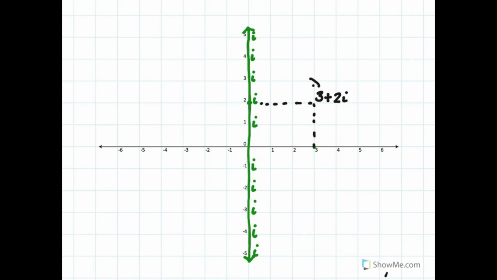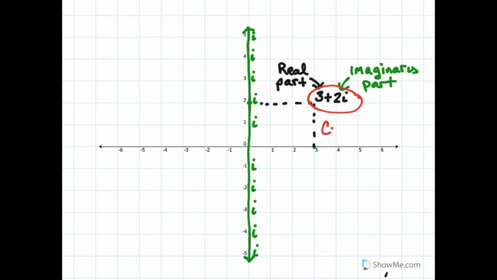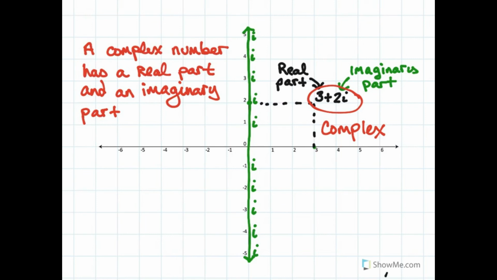3 is called the real part. 2i is called the imaginary part. And the whole number altogether, 3 plus 2i, is called a complex number. The real numbers are also complex numbers. Their imaginary part is 0. And all the imaginary numbers are also complex numbers. Their real part is 0.